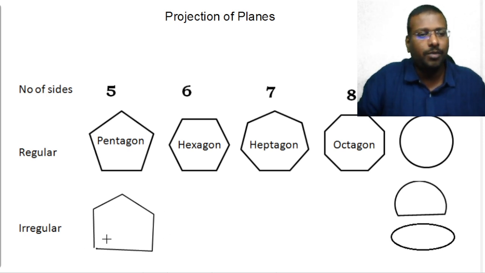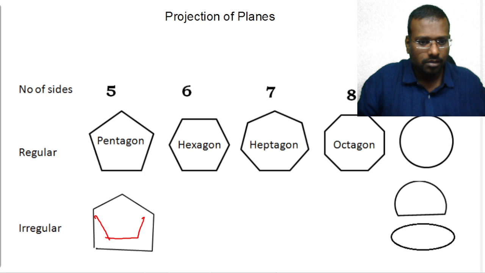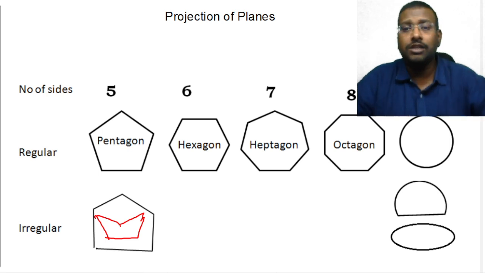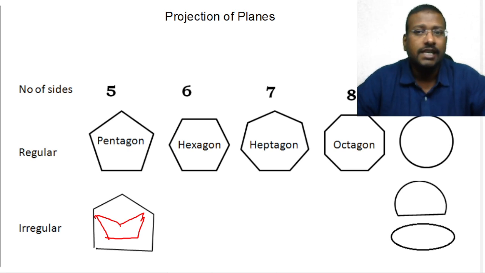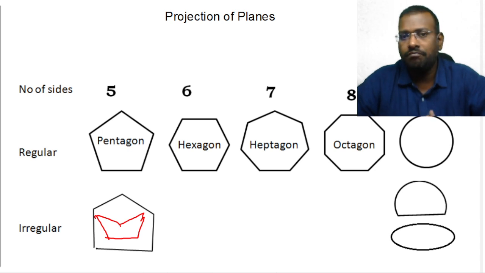Is there any other irregular polygon in 5-sided, sir? Yes. This is also an irregular polygon. The red colored one also has 5 sides, but the angles are different. That is why it is also an irregular polygon. Next, a six-sided regular polygon is a hexagon. Irregular we can write, but we won't go up to that level. Heptagon is a seven-sided regular polygon. Octagon is an eight-sided regular polygon.